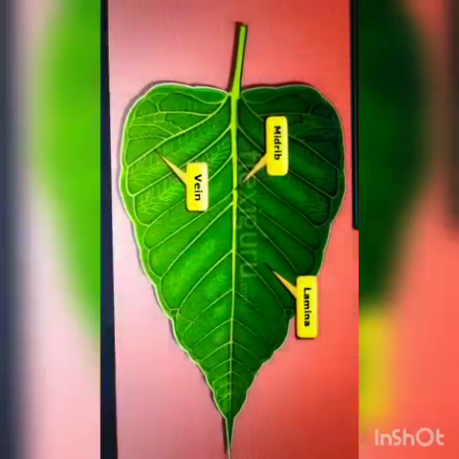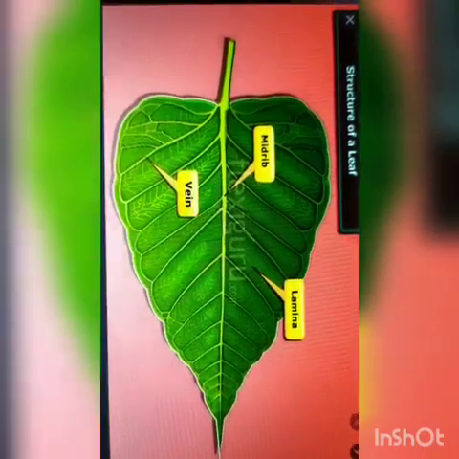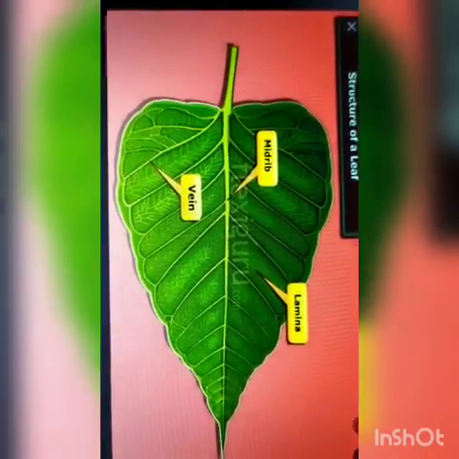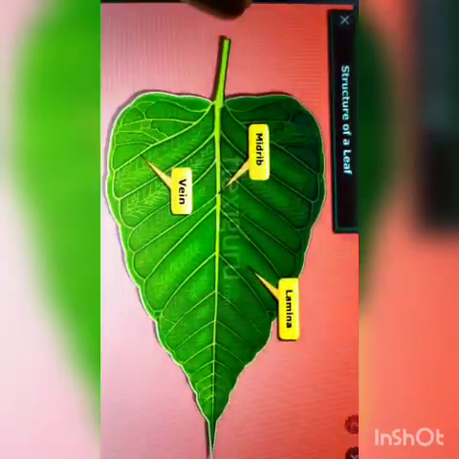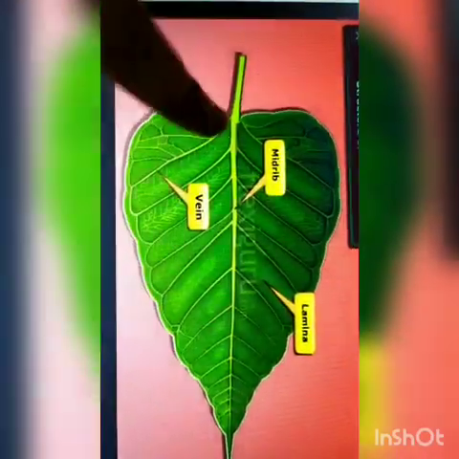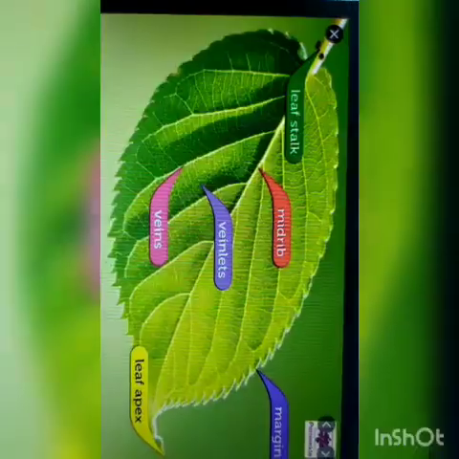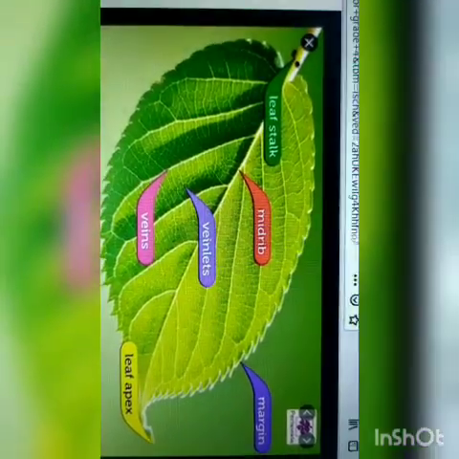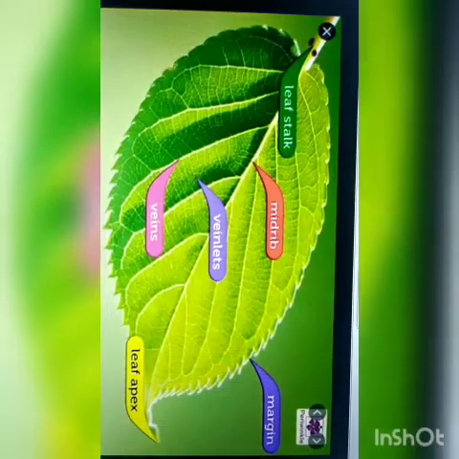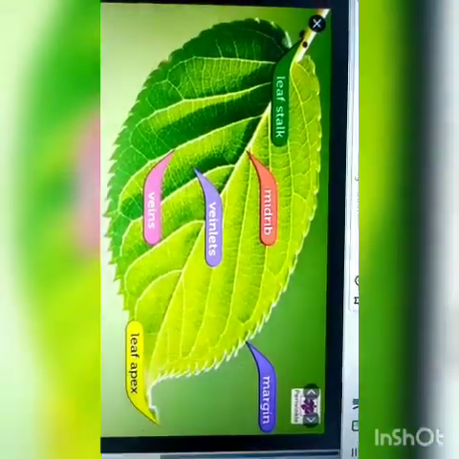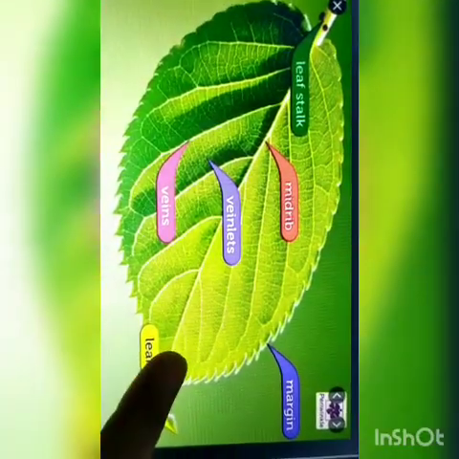Okay, students, you may have observed that the upper part of a leaf is smooth and darker in color than the lower part. Okay, you can see in this image, this is the upper part of a leaf which is darker in color and is smooth. Okay, and this is the lower part of leaf. The lower part of the leaf is rougher and lighter in color, as you can observe in this image. It is light green in color. Okay.